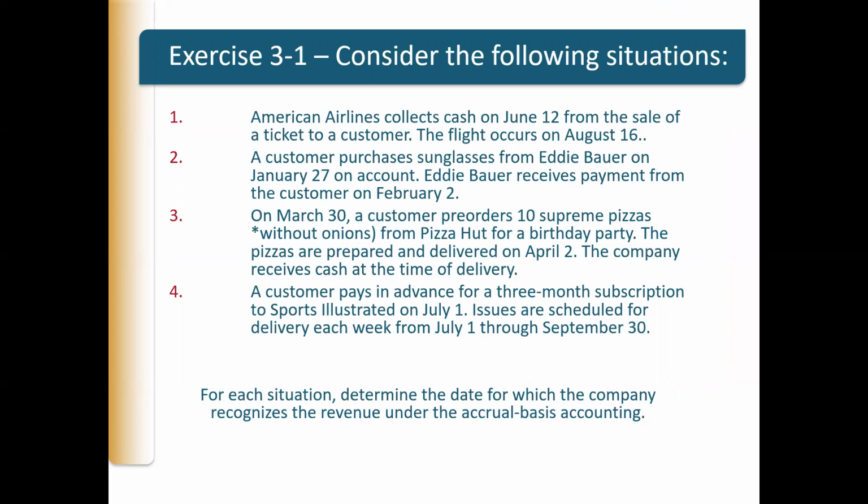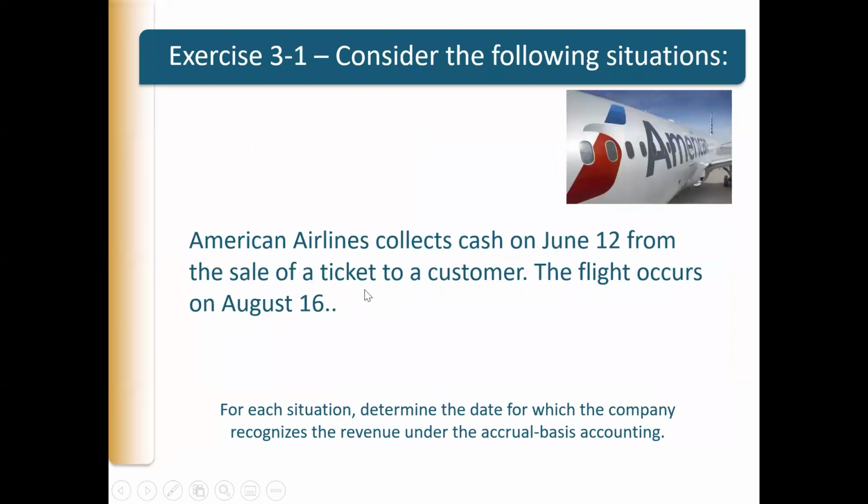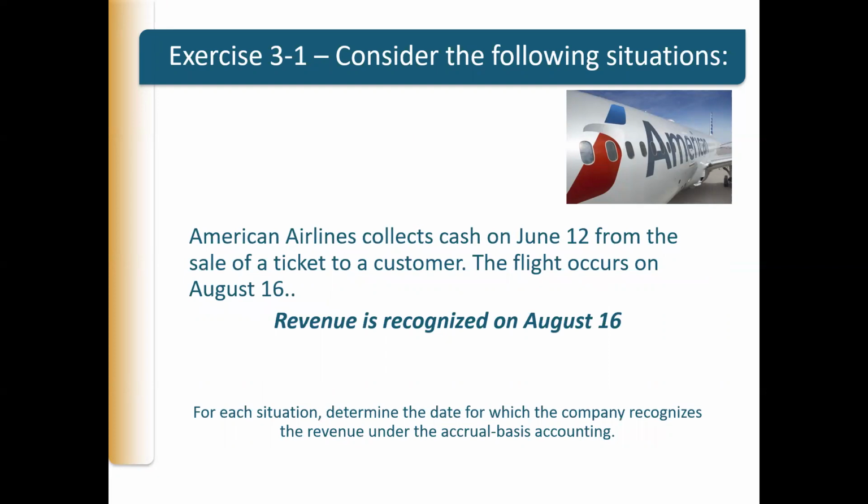So now we're going to look at this exercise. Again, determine when we are going to record the revenue. American Airlines collects cash on June 12th from the sale of a ticket to a customer. The flight occurs on August 16th. When will this revenue be recognized? When the flight occurs. Even if you get the cash ahead of time, it's a liability until you provide the service. In this example, the service is the flight, which happens August 16th. That's when we show the revenue.